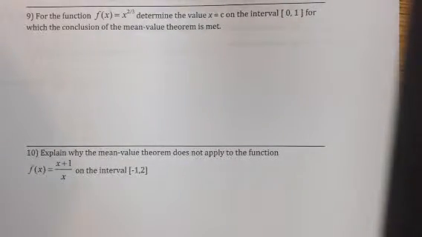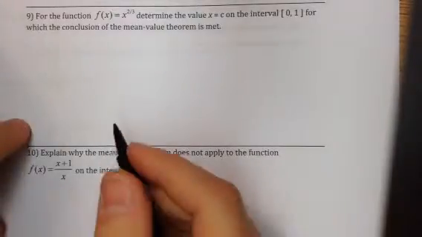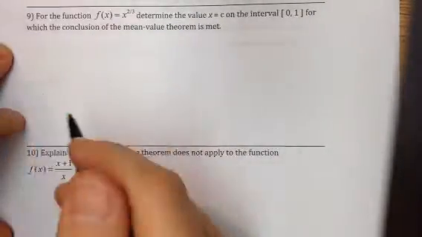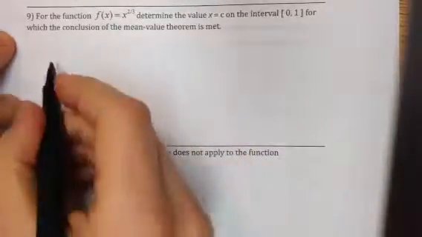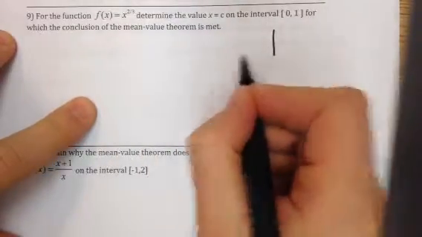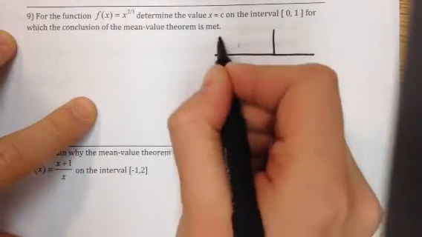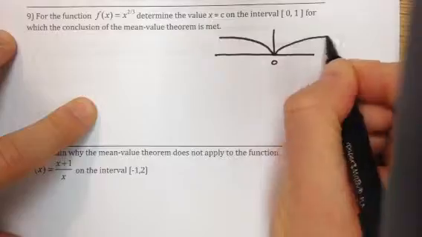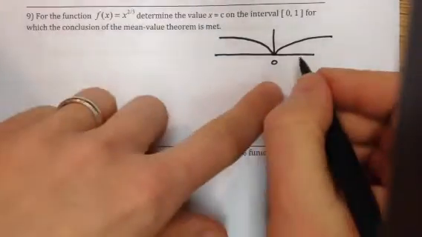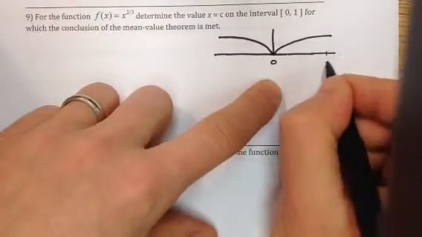We're looking at problems 9 and 10 from the review for Performance 8. And number 9 says we've got this function f of x equals x to the 2/3 power, which if you look at the graph, I believe looks something like this. There's 0 and we've got this interval that runs from 0 to 1.